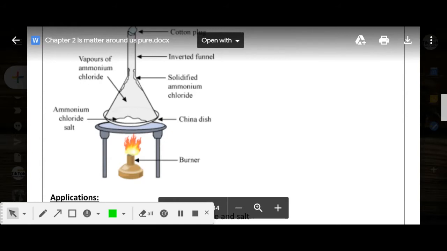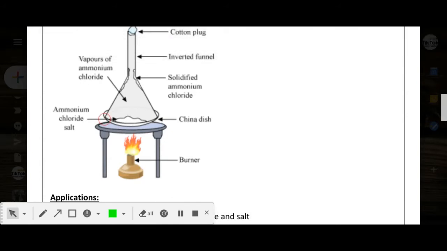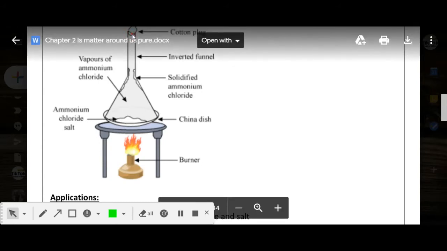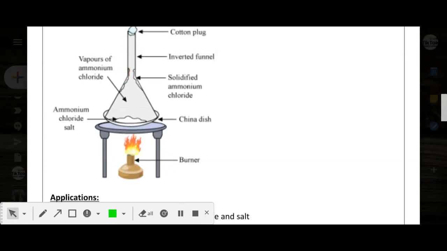When you will heat the ammonium chloride, which is in the form of salt in the china dish, what will happen in this case is that due to the heat, the ammonium chloride started going to the gaseous state directly without converting into liquid state. So when it cools down at the top, what will you observe? Why have we put a cotton plug over here? So that the ammonium chloride vapor should not go out, right? The ammonium chloride vapors will be over here and solidify after some time.